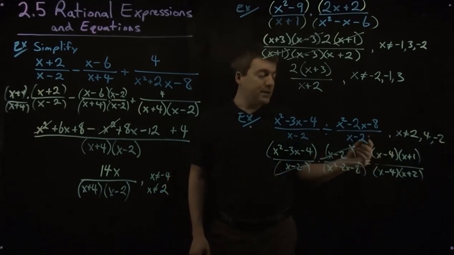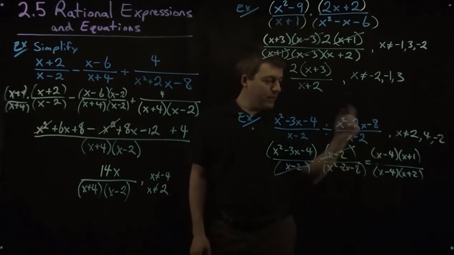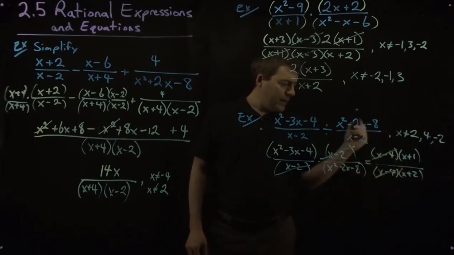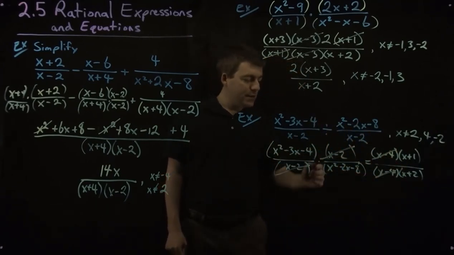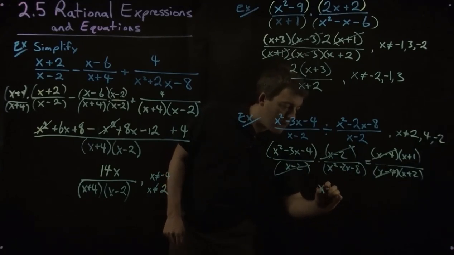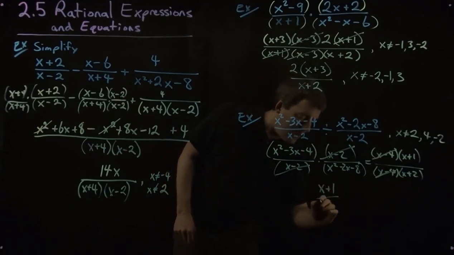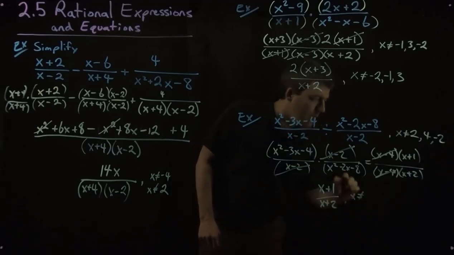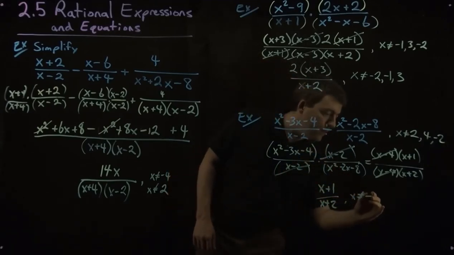All right, and now we can cancel. So we've canceled the x minus 2, good. We can cancel this x minus 4 that's common. These two do not have any common factors, so we have x plus 1 over x plus 2, where x cannot be negative 2, 2, or 4.